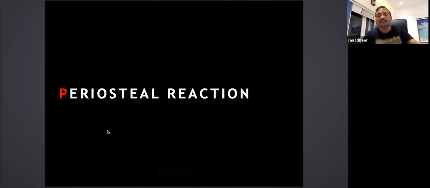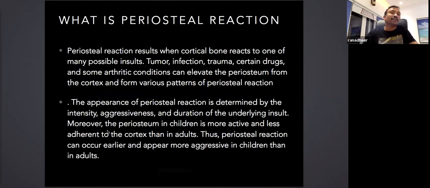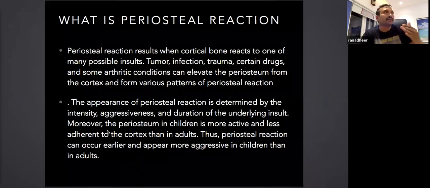So the periosteal reaction: now we have read about site, transition zone, age, matrix, margins, and now P. P is for periosteal reaction. Periosteal reaction happens like when somebody is attacking you, you make a defensive move. So this is called periosteal reaction. Periosteal reaction results when cortical bone reacts to one or more possible insults: tumor, infection, trauma.